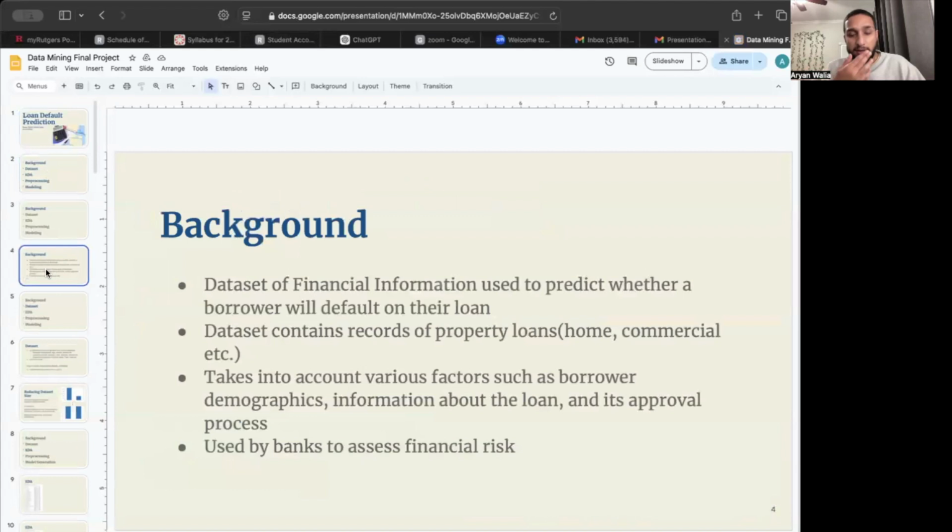Starting off with the background, the data of financial information used to predict whether a borrower will default on their loan. Basic information: the dataset contains records of property loans, homes, commercial, etc., taking into account various factors such as borrower demographics and information about the loan.